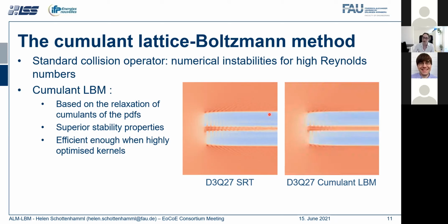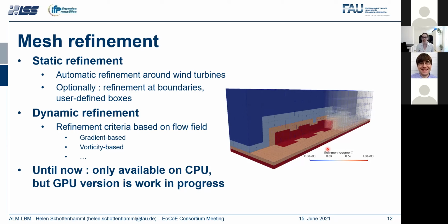Furthermore, we exploit the mesh refinement capabilities of waLBerla. So we have two approaches: the static mesh refinement, which we always use around the wind turbines. In this picture here, you see the domain with three wind turbines, 1, 2, 3, and the mesh refinement around them is automatically done. Optionally, we can also refine at boundaries, like it's done here, or just define some user-defined boxes when the user has some specific areas of interest that are not directly in the turbine region.